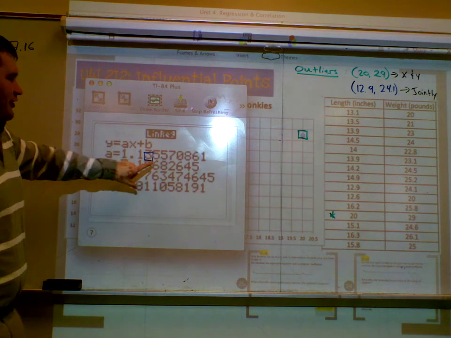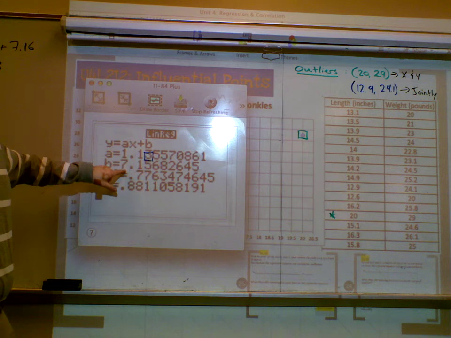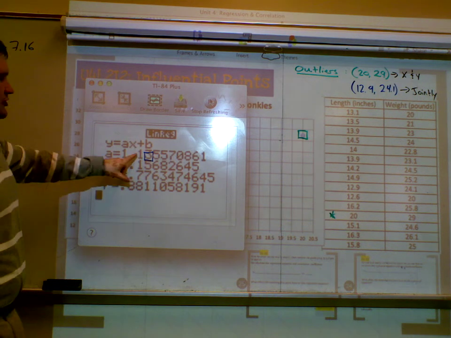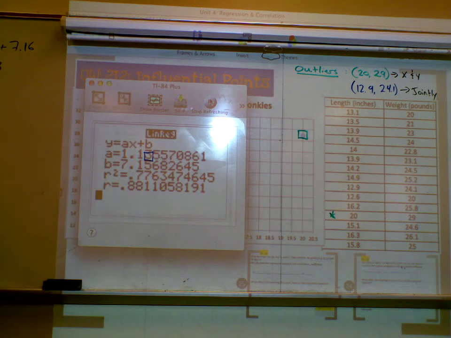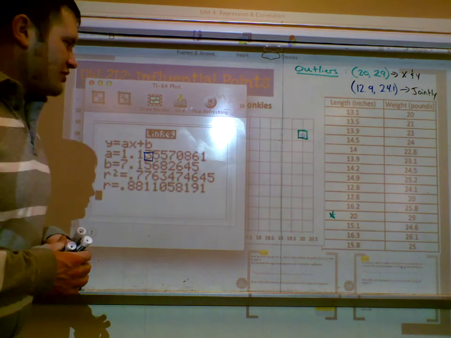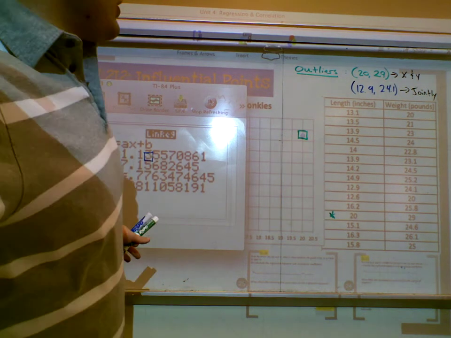I don't want to see you guys rounding this to like 1 and 7, or like 1.1. I want you to go with these two decimal places, if not more. When I said you can round, I meant make sure you don't write this as 1 and 7. That's going to really make a difference. Okay? Good question. All right. Are there any questions?